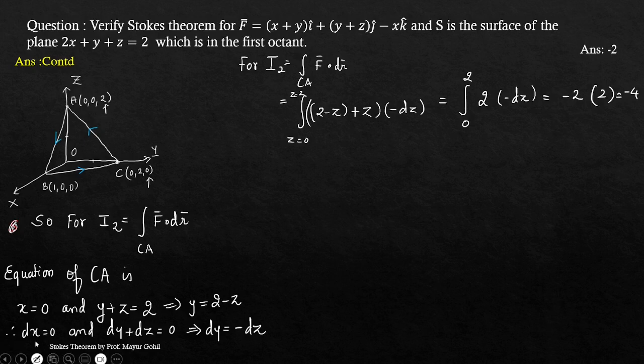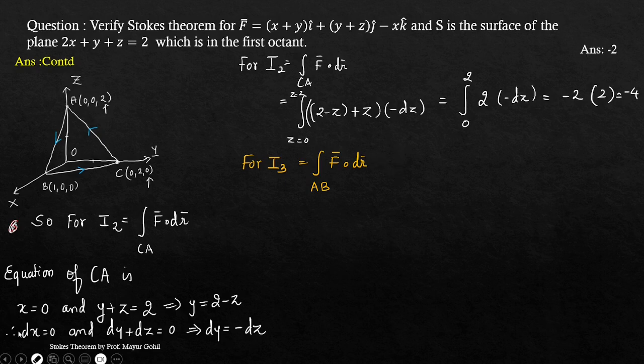Now in the same way we calculate for I3. So for I3 we will have the integral from A to B of F bar dot dr. Now when we are going to integrate F bar dot dr along AB, the y component will not be there. So that is what we have to understand.